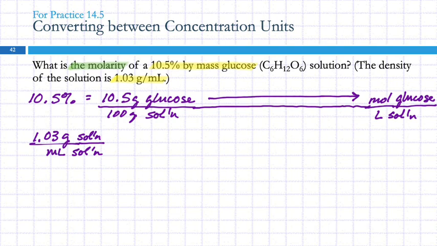So I've got grams. I'm trying to get to liters. I'm going to need a step in the middle. What's that going to be? This would allow me to convert grams of solution to milliliters, right? So I can convert to milliliters of solution using the density. And then using our knowledge of metric prefixes, we can convert milliliters to liters.